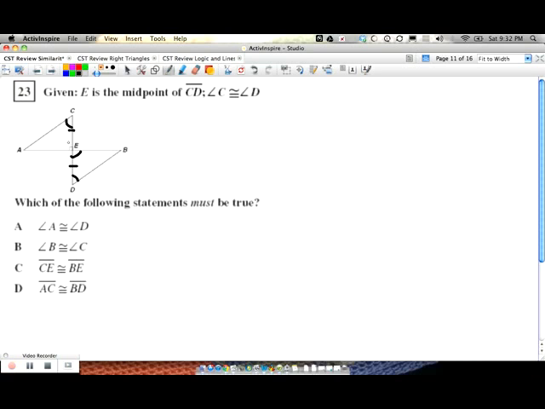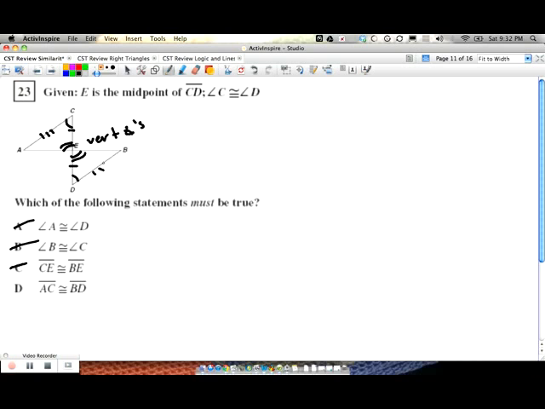Well, we know that this side of angle E and this side of angle E are also congruent because of vertical angles. And when we look at A compared to D, I don't think that those would match. But B and C, those wouldn't match either. CE and BE, I don't think those match either. AC and BD.